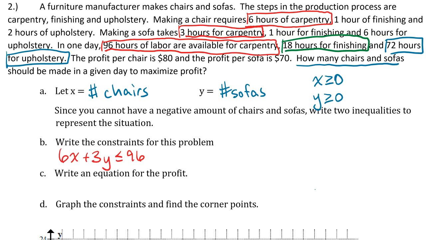So 18 hours for finishing. That one's going to be next. So that's hours for finishing. We got 1 hour of finishing here, 1 hour of finishing there. Alright. So a chair takes 1 hour, so it's going to be 1x, or just x, plus a sofa also takes 1 hour, so 1y, or just y, is less than or equal to 18. That's our second constraint.